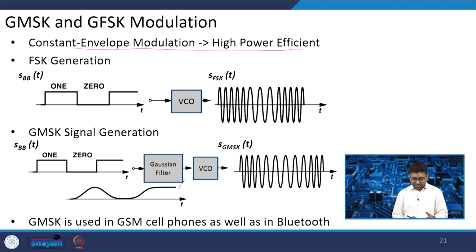So first we will use a Gaussian filter, which is also one kind of pulse shaping method, and that will make the amplitude look something like this. After this is applied to the Gaussian filter, it is applied to the voltage controlled oscillator. So there is no sharp transition in the change of the frequency, and you can easily reconstruct the signal. GMSK is used in GSM cell phones, and it is also used in Bluetooth. So this modulation scheme has wide use in the applications of GSM and Bluetooth.